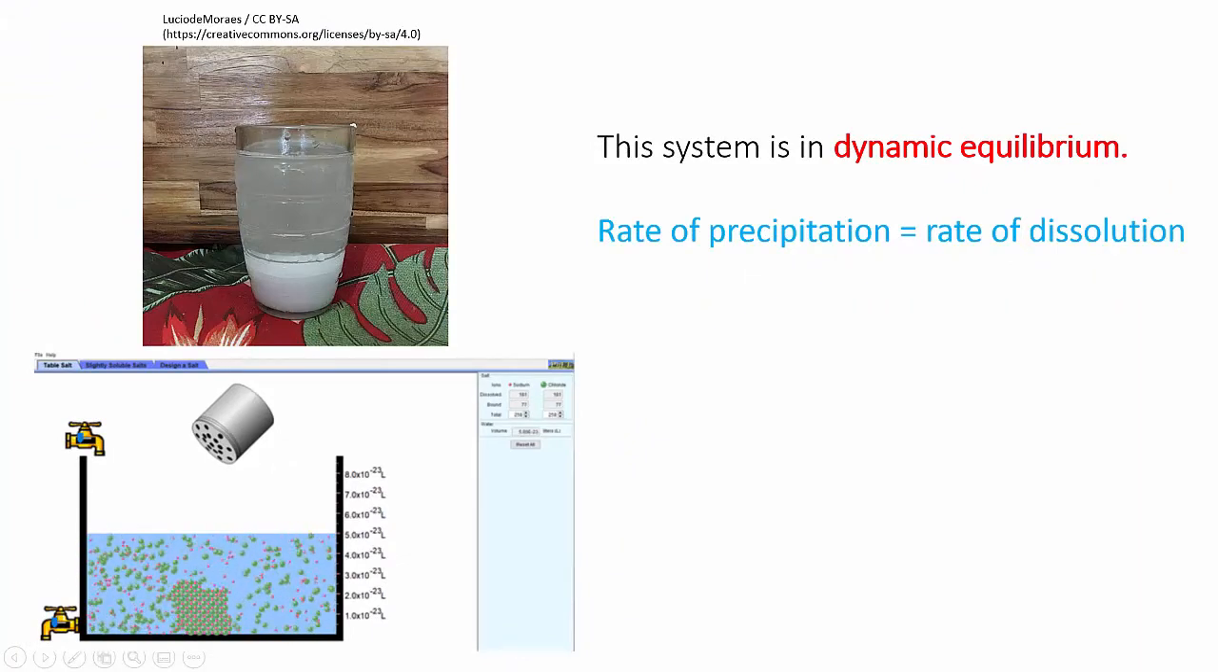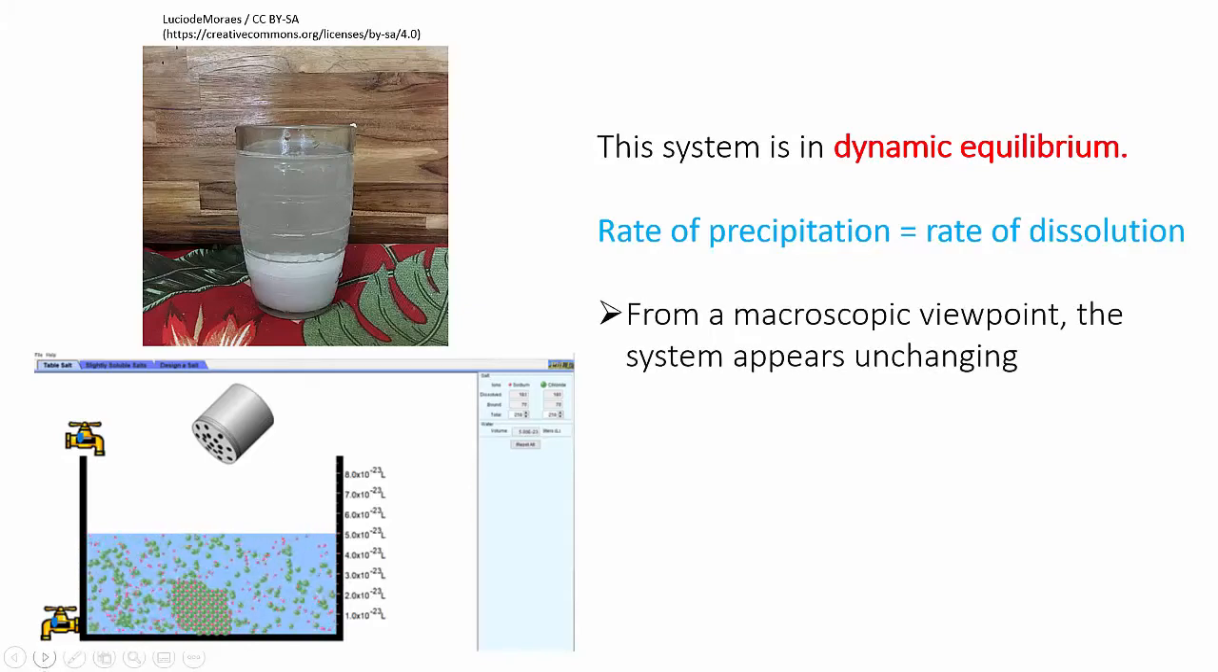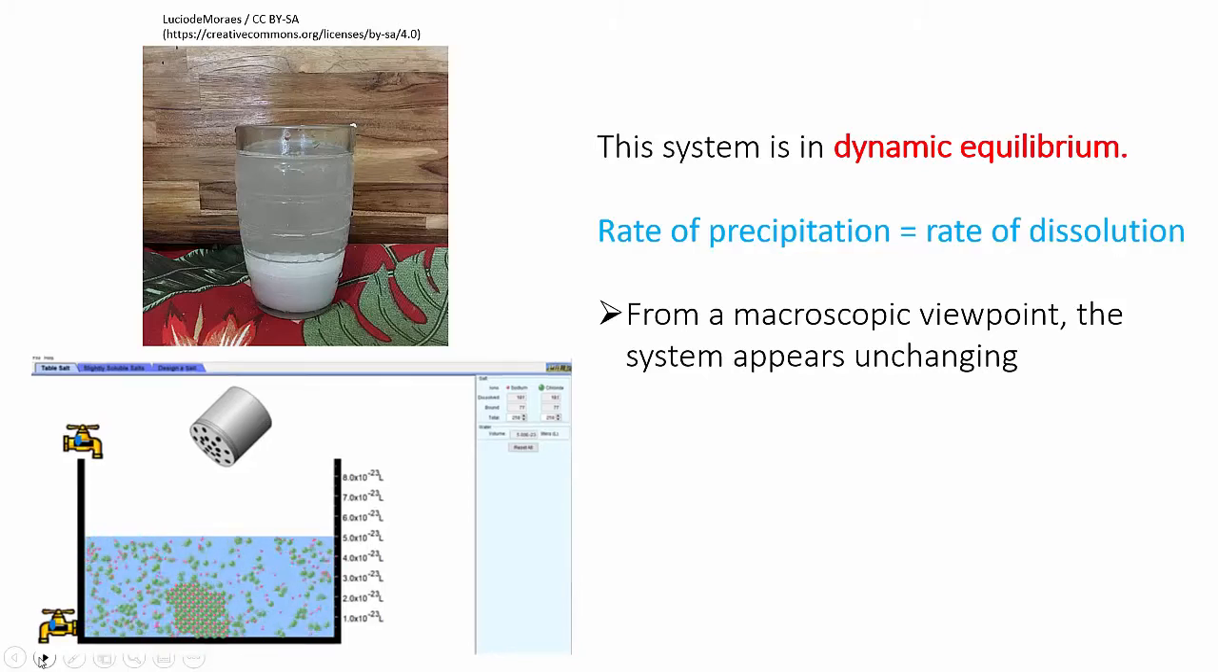And we have two key points that should now be familiar. On average, the system seems unchanging. This is apparent if we look at the number of dissolved and bound ions. If you were watching this in the lab or your kitchen from a macroscopic viewpoint, you'd just see a clear solution with salt crystals sitting at the bottom. It would appear as if nothing were happening.